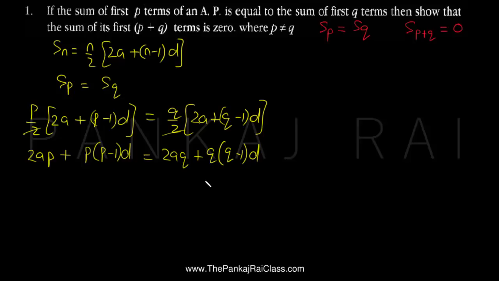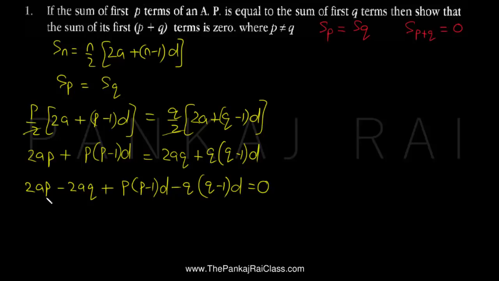Now let's do one thing. Let's take everything to the left hand side. So it will be 2ap, let's bring this term, so it will be minus 2aq, plus this term is p times (p minus 1) d. Let us bring this term over here, so it will be minus q times (q minus 1) d is equal to, on the right hand side we will be left with 0. Now over here we can see that 2a is common, so let us take it out.